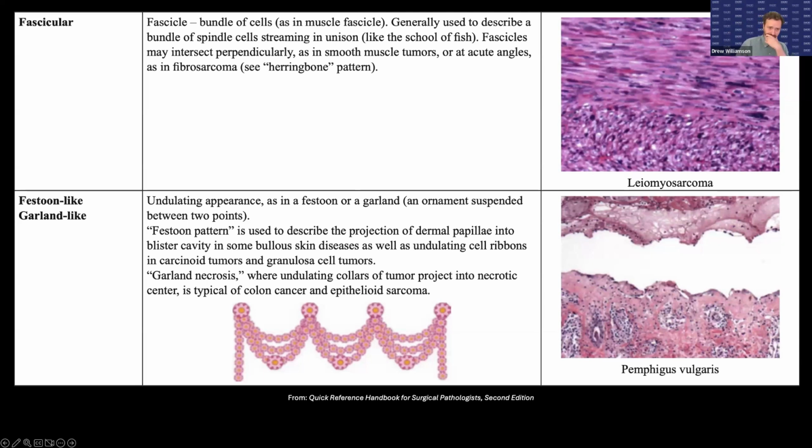I apologize, the font is rather small there, but this is from the Quick Reference Handbook for Surgical Pathologists. There's a whole chapter in this book that has these great tables that have a pathologist jargon like vesicular, what it actually means and where the term came from, and an example image for that histology feature. Some of these features are individual cells, and some, like these two I'm showing here, are more architectural features.